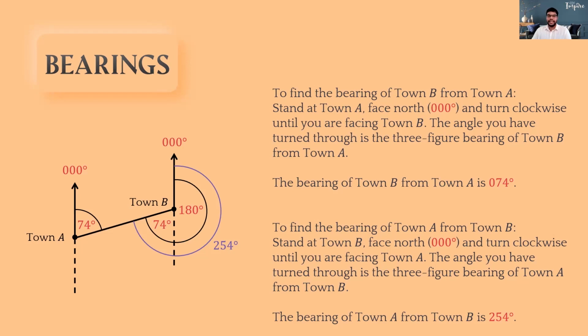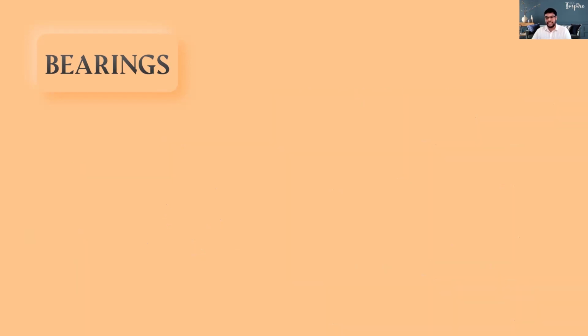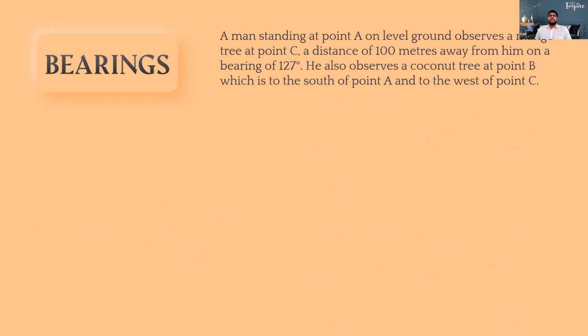Right. Okay. So children, now let's go to the next example. Right. So children, we have a man standing at point A on level ground. He observes a mango tree at point C, a distance of 100 meters away from him on a bearing of 127 degrees. He also observes a coconut tree at point B, which is to the south of point A and to the west of point C.